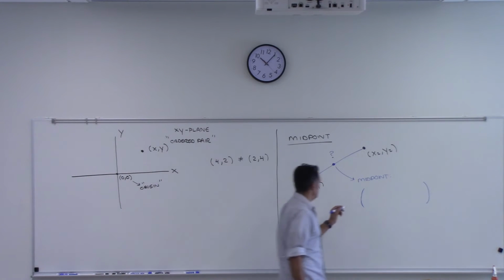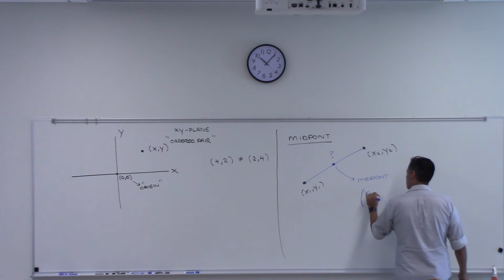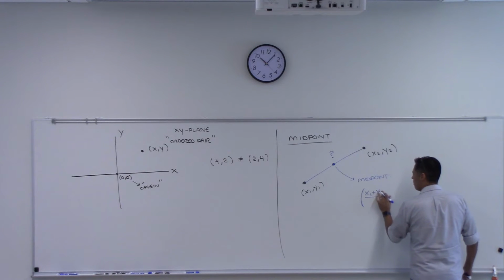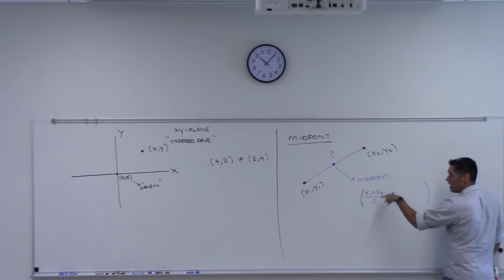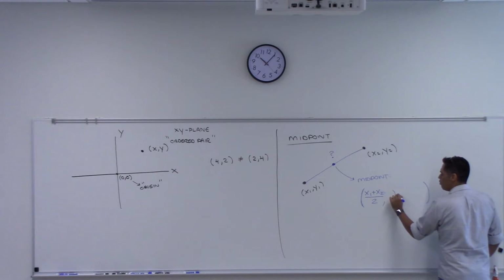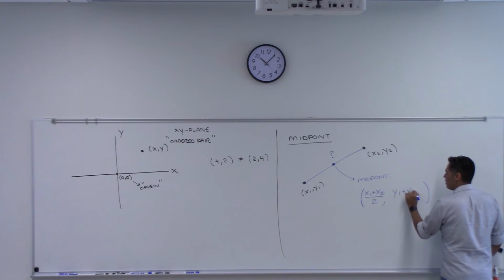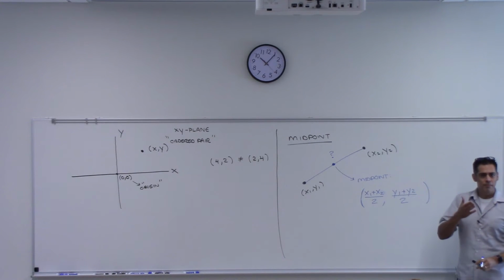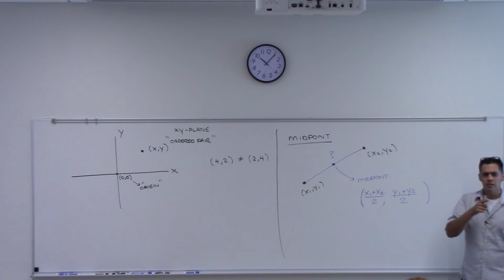It's x1 plus x2 over 2, you said? Yes. Right? x1 plus x2 over 2, and then that's the x-coordinate. And then the y-coordinate is y1 plus y2 over 2. Right? Okay.